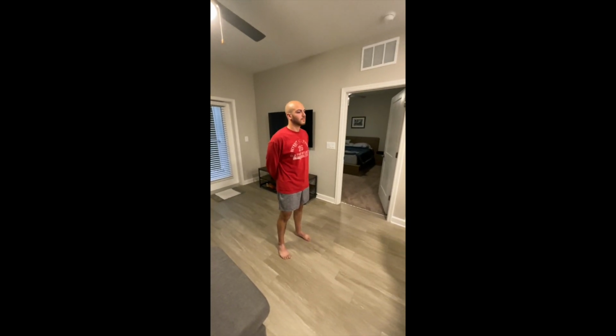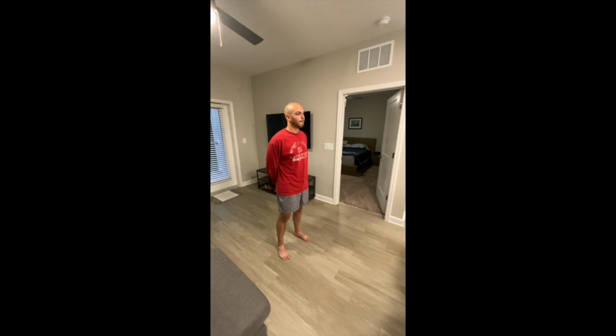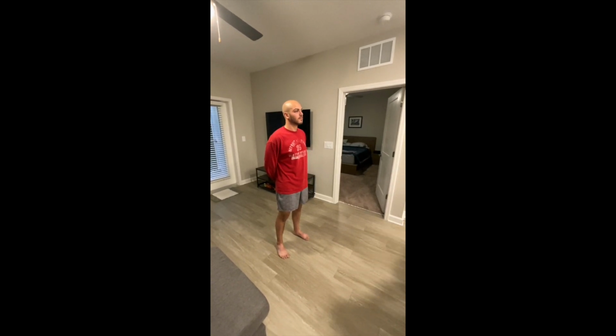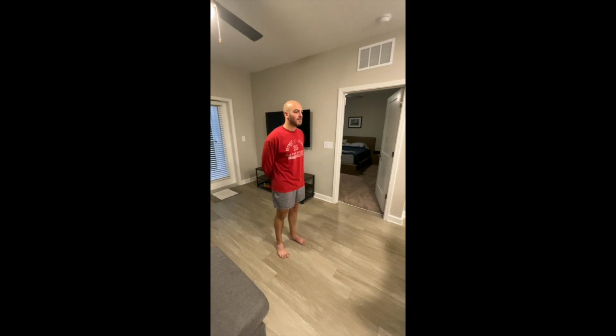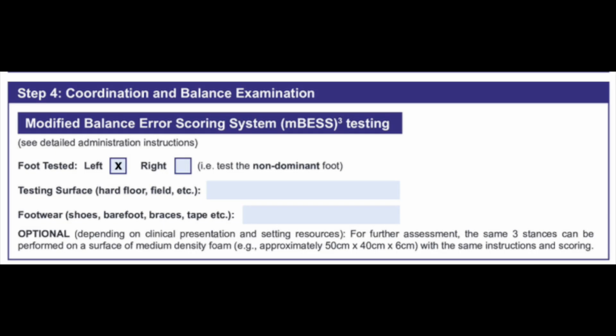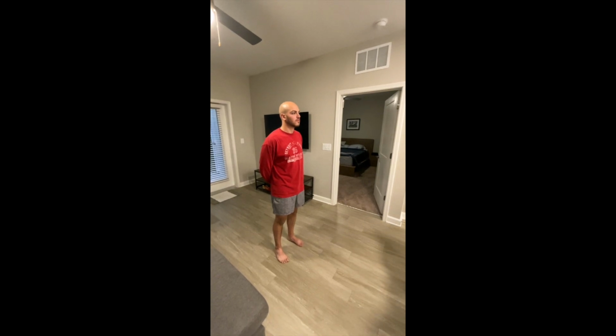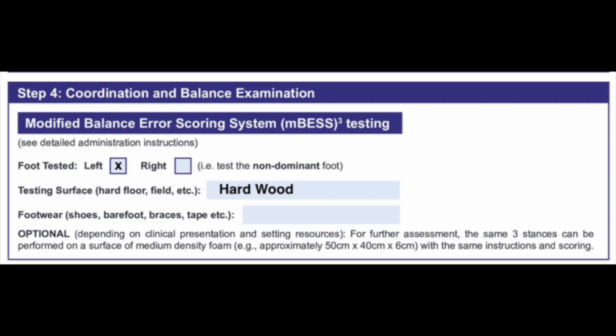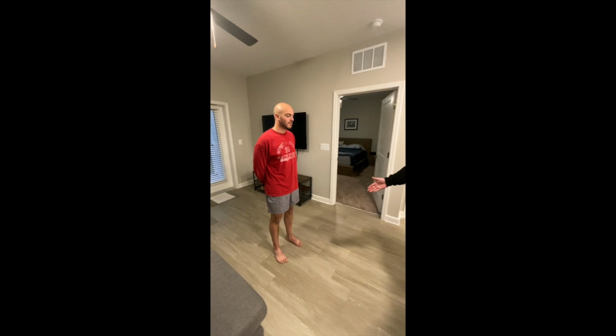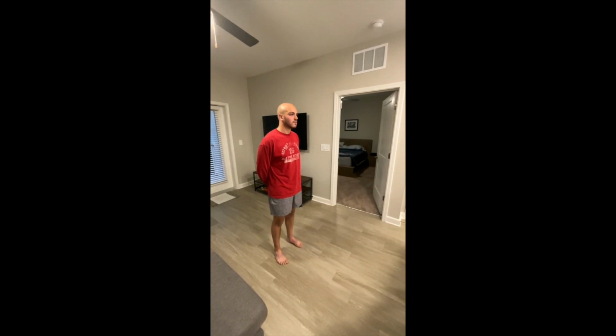Go through step 4 of the off-field assessment. This will be the modified balance error scoring system. If you were to kick a soccer ball, what foot would you use? Probably my right. Okay, perfect. Test his left foot, and we're testing on hardwood floor, so we'll make sure to write that down. And he is barefoot, so we'll make sure to also write that down.